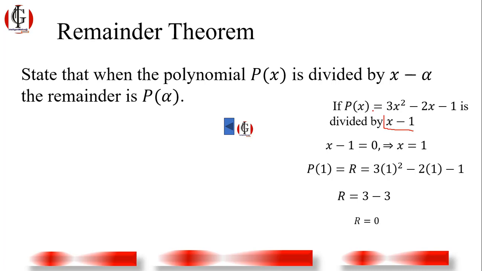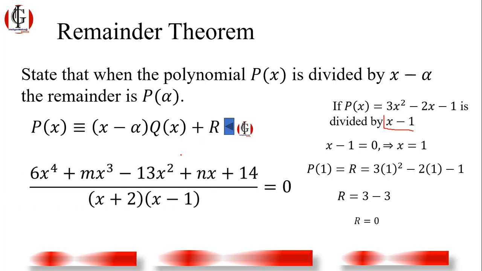There's another method of obtaining the remainder, which is long division. We are not using long division; we are making use of the remainder theorem. It says that when the polynomial p of x is divided by x minus alpha, then the remainder is p of alpha, and p of x equals the divisor, where x minus alpha is my divisor, times q of x, the quotient, plus the remainder.